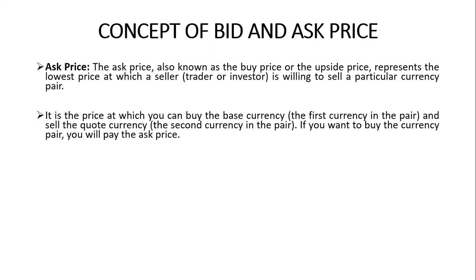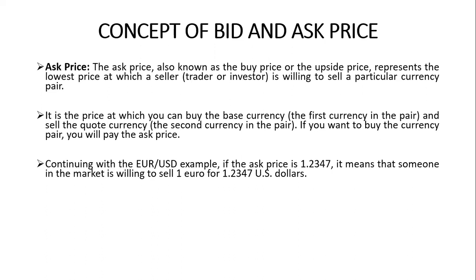Remember, I told you from the beginning that in forex, you deal with currencies in pairs. So as you are buying one currency, you are selling the other. As you are selling one currency, you are buying the other. That is how it works. You can't just buy one currency in the market. So the ask and bid price move hand in hand. If you want to buy a currency pair, you will pay the ask price. That is why we learned about the base currency and the quote currency in the previous video.